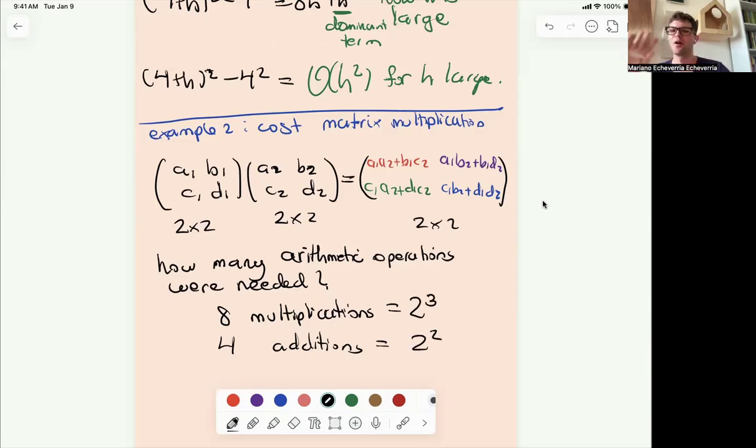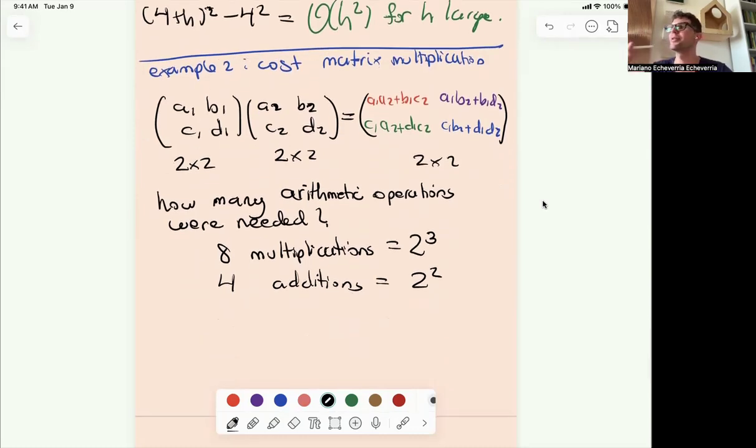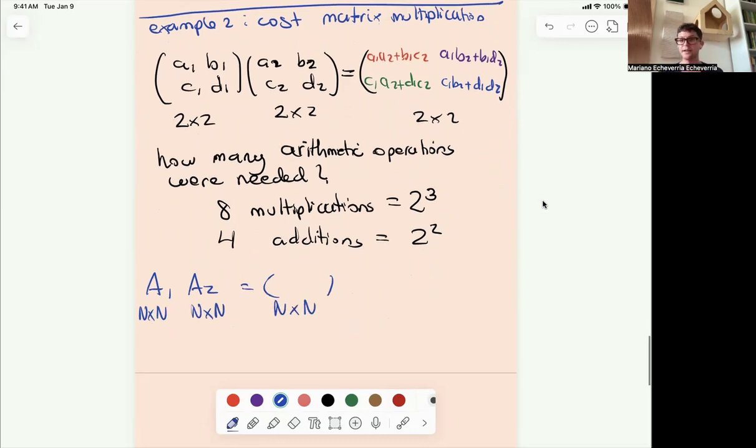Four is two squared. Of course, this is not a proof, but you could convince yourself, and it's a good exercise to think about it. If you had two n by n matrices, where the result is also n by n, that actually takes n cubed multiplications and n squared sums.